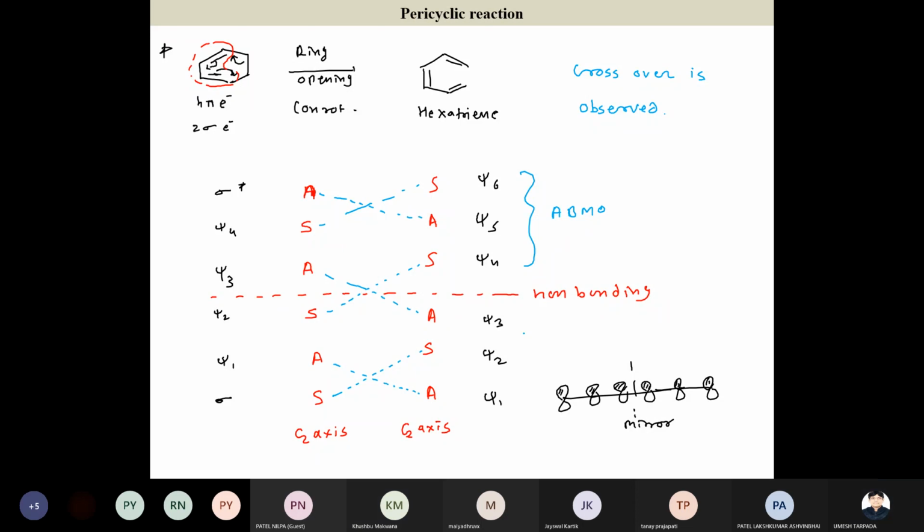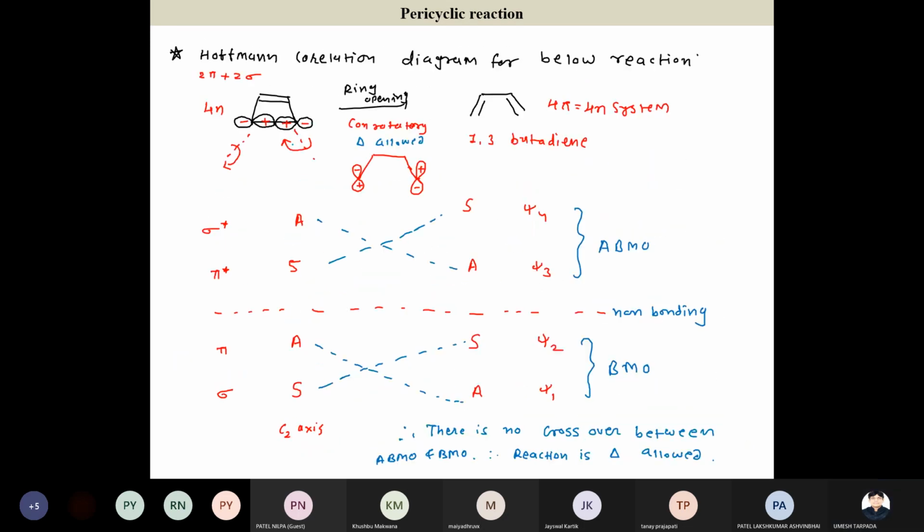Photochemically allowed. Good. So you can say that for a 6N system, conrotatory is photochemically allowed, and for a 4N system, conrotatory is thermally allowed. Okay, so this is the selection rule.